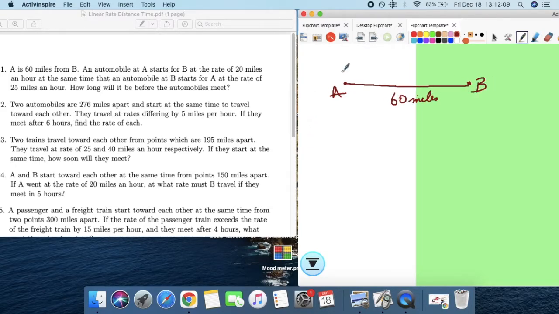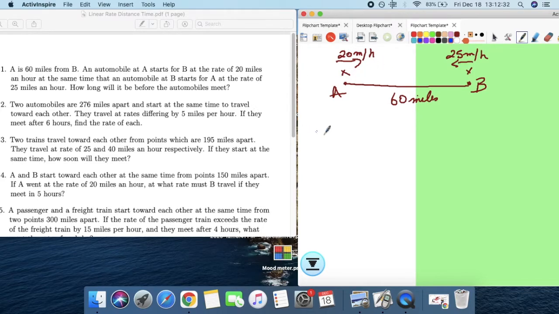Okay, and then there's a car, let's say, that is going that way at 20 miles an hour. And at the same time, there's a car B on this side that's heading that way at the rate of 25 miles an hour. Okay, so that's what's happening. So that's just a drawing to help me visualize what's happening.